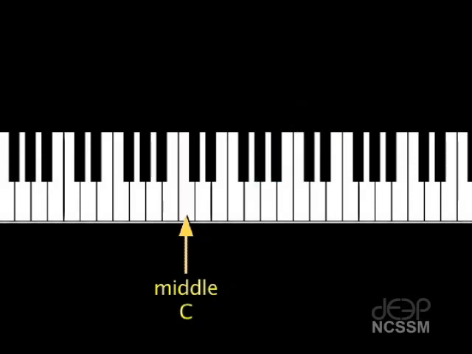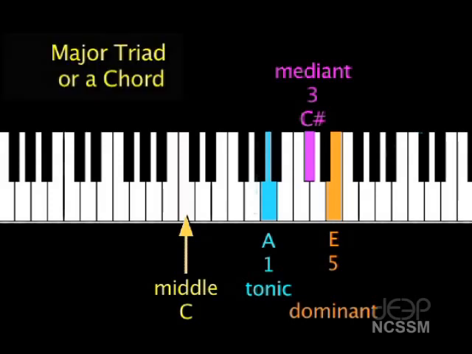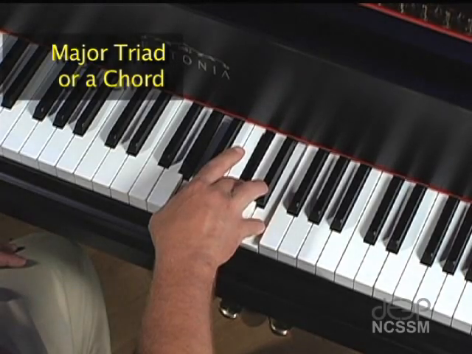Lastly, the tonic, mediant, and dominant, or the 1st, 3rd, and 5th notes of the scale, all work together to form a major triad, or a chord. Again, we hear major chords every day in music.